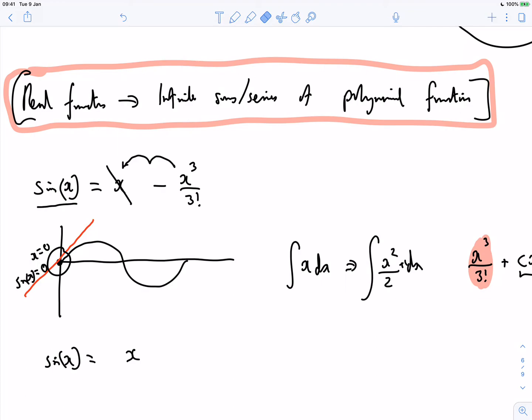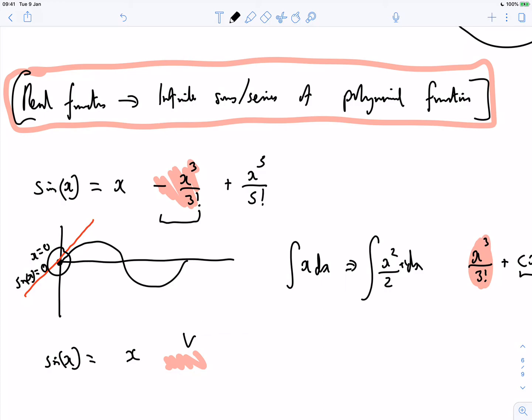However, there's a slight problem there. By introducing this minus x cubed over 3 term, I now need to have a minus x cubed over 3 term popping down here. Now there's a problem, because now I have to play the guessing game of, okay, what term should I add here, so that when I differentiate it twice, it goes down there and is the same as minus x cubed over 3? With a little thought, it's actually going to be plus x to the 5 over 5 factorial.